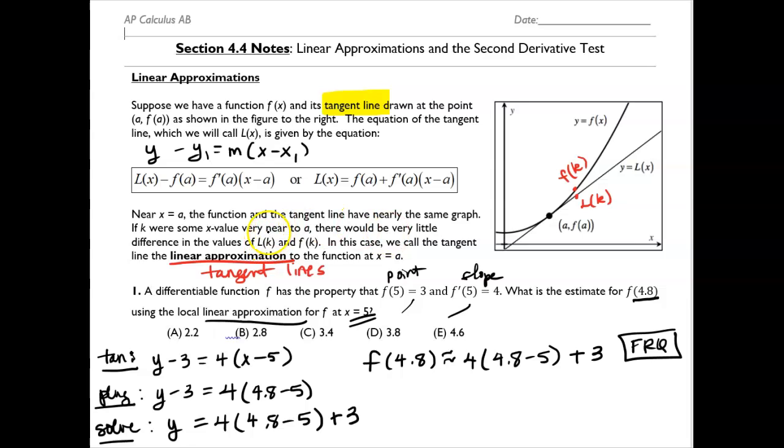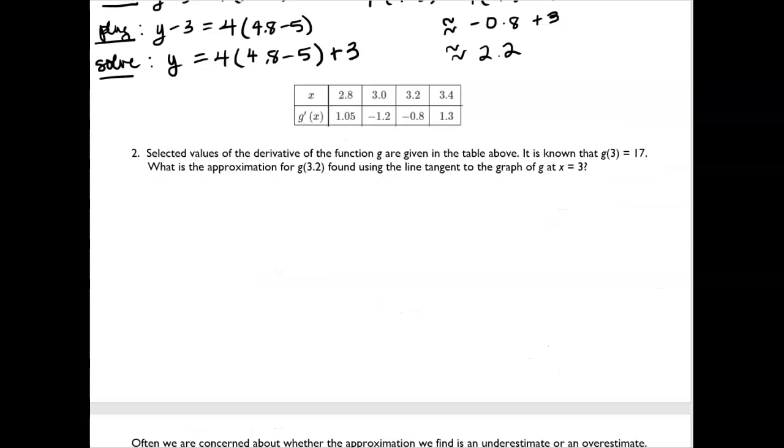But since this is a multiple choice question, we are going to want to simplify that. I would always recommend here subtracting first. You should get a small decimal here, and it'll make it easier than trying to distribute that 4. So we have 4 times negative 0.2, that's negative 0.8, plus 3. And so that gives me 2.2. That is my approximation for f at x equals 5.